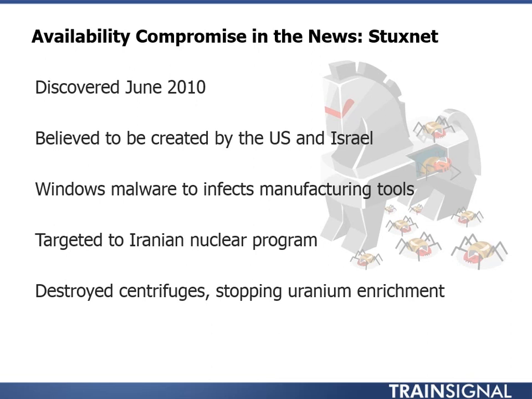And I think I'm going to go out on a limb here. The US and Israel governments didn't want Iran to develop nuclear weapons. Can't imagine why, right? So they wrote this piece of malware and distributed it to some computers that presumably were close to the Iranian nuclear program. It wasn't just a Windows piece of malware, though. It had a payload that could infect this manufacturing equipment that managed a centrifuge.